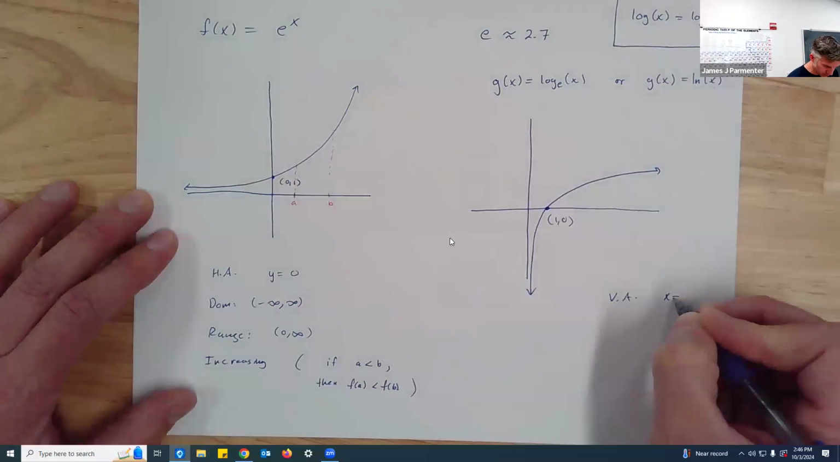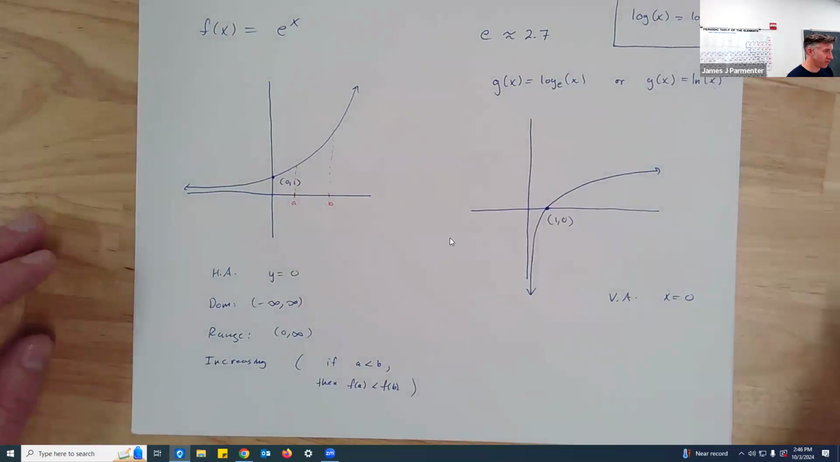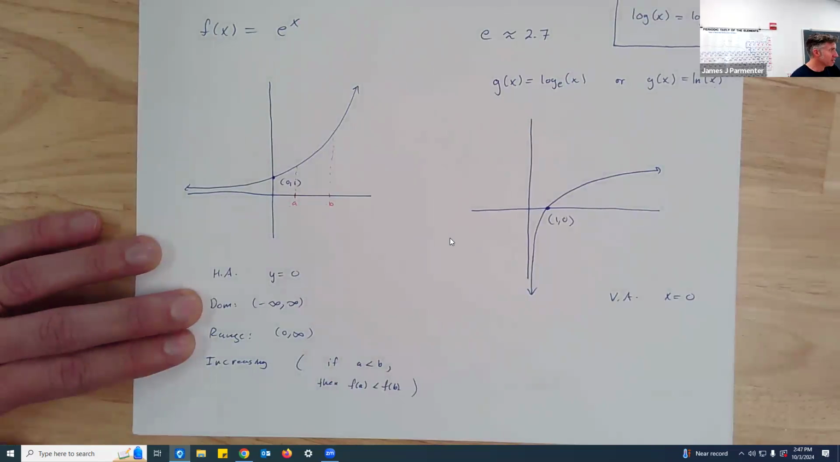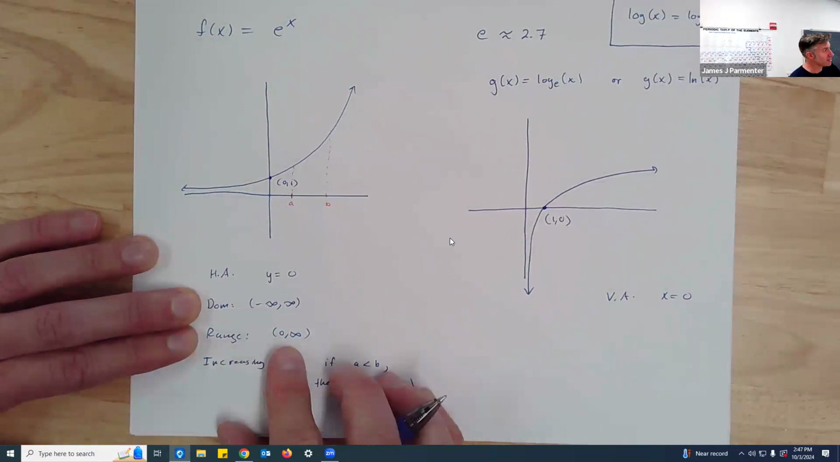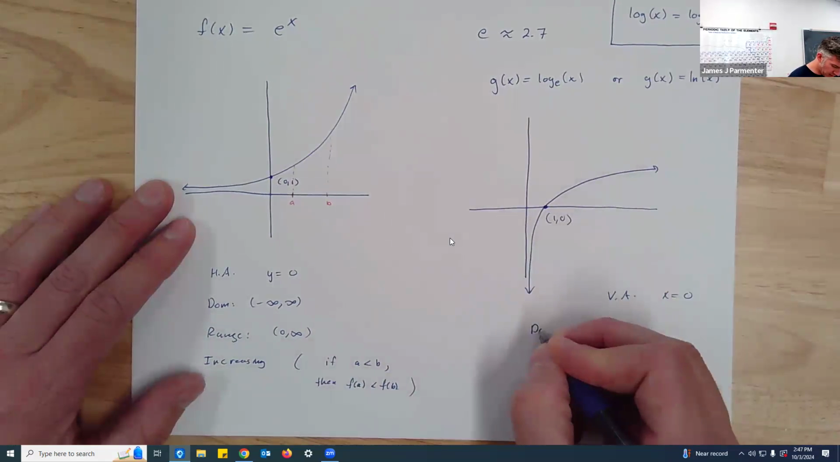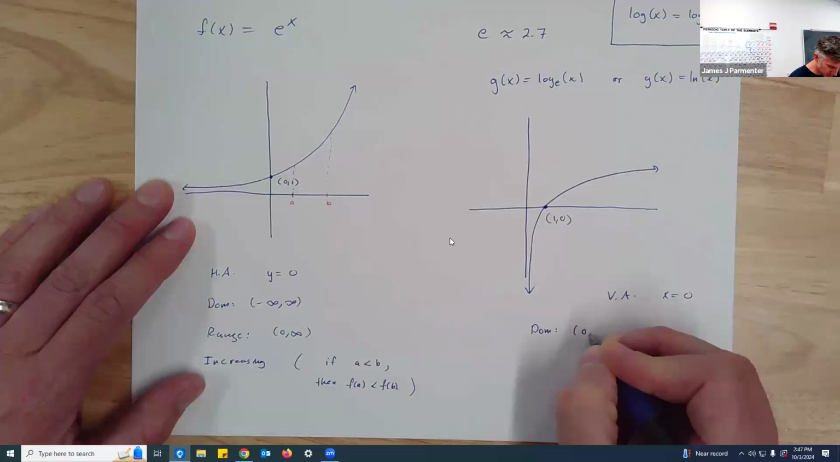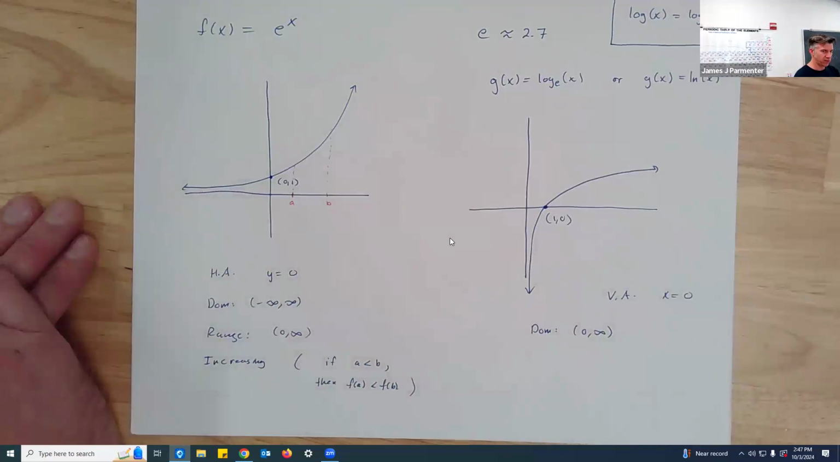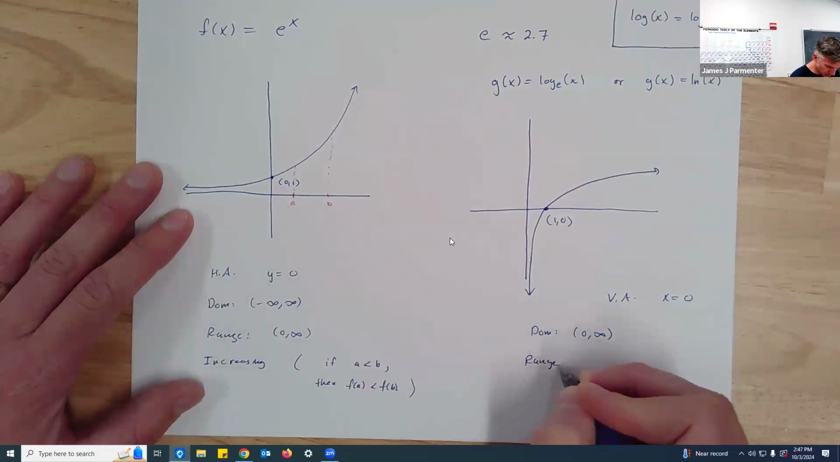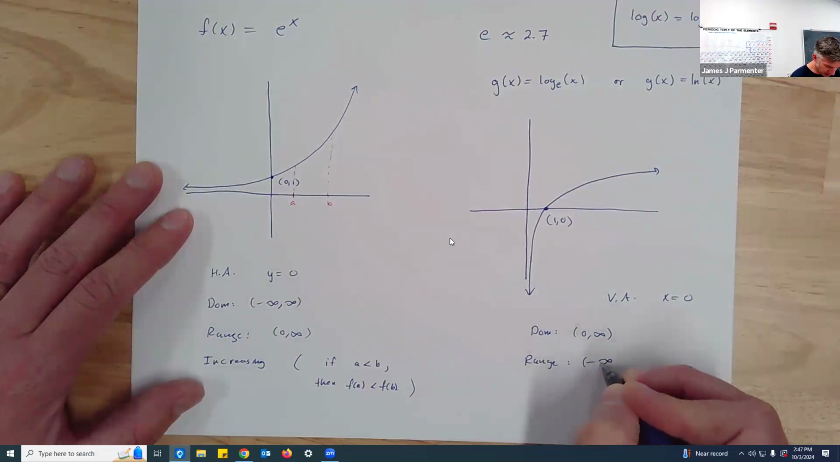And just like for inverse functions, the domain, the x things, and the range, the y things, are going to interchange. So here, the domain is all positive numbers, which we already knew was true for regular logarithms. And the range is all real numbers, everything from negative infinity to infinity.